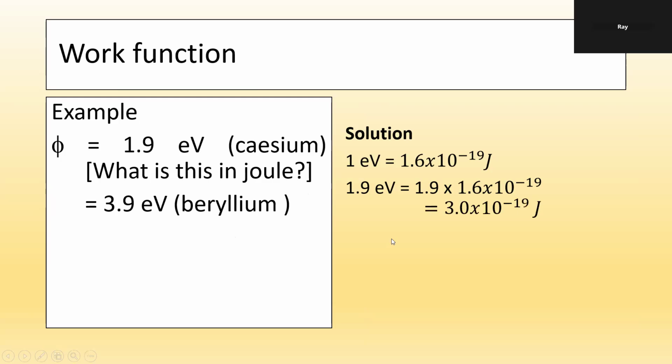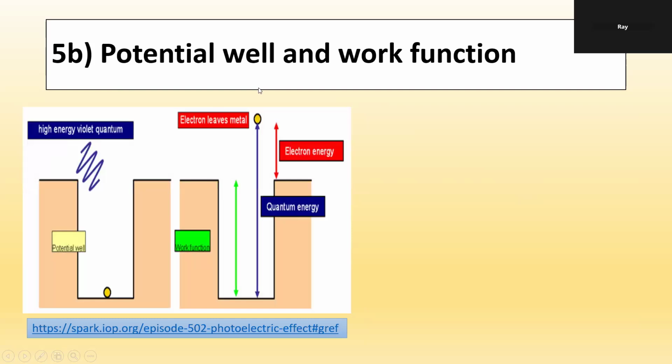We got 10 more minutes. Potential well and work function. You can imagine, that is your electromagnetic radiation, violet quantum. That's your electron at the bottom. The potential well, we can think of it like work function. Work function is like a potential well. Electron is at the bottom there, so you must need this energy to escape.